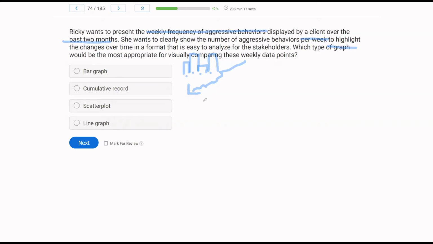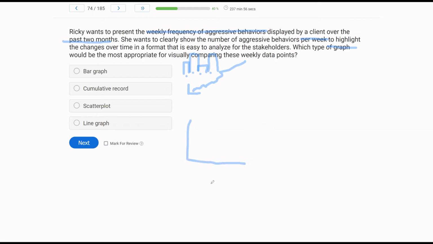A scatter plot is not going to be able to compare these very well. If we wanted to know, let's say, a certain cluster of time that these occurred at or certain situations, scatter plots would be better. But for this objective of showing or comparing changes per week, not going to be great.